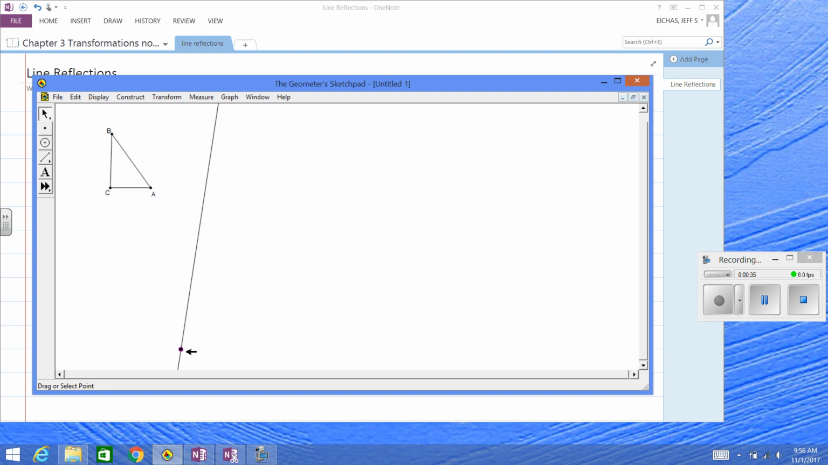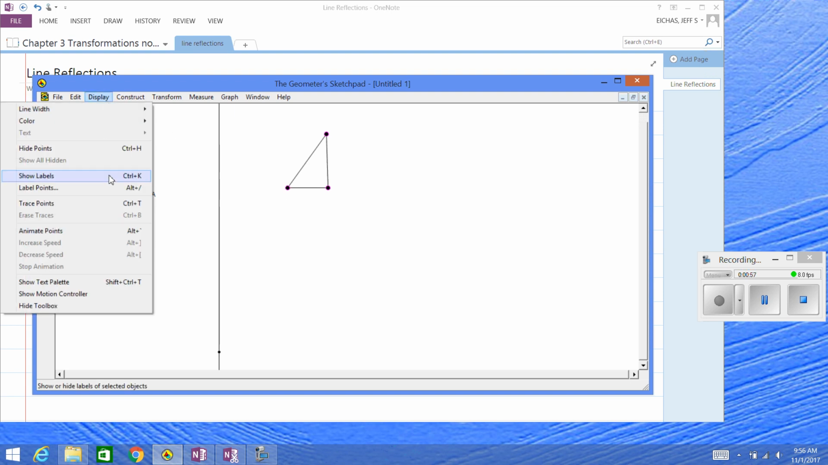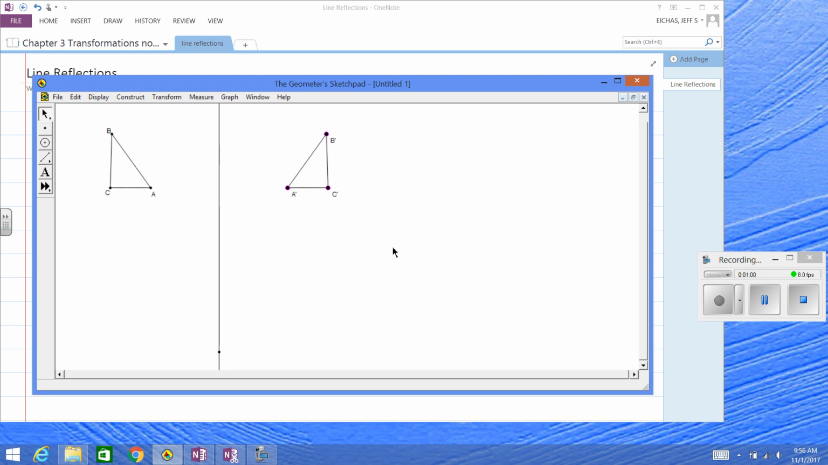Let's start with a line that's more straight up and down. This is probably more of what you're used to. Okay, if I placed it like this. All right, so if I grab this and I reflect over the line, we're going to label that reflection with primes, which you guys have seen. Show labels. Okay, so the point A right here turned into A prime. C right here went to C prime, and so on.